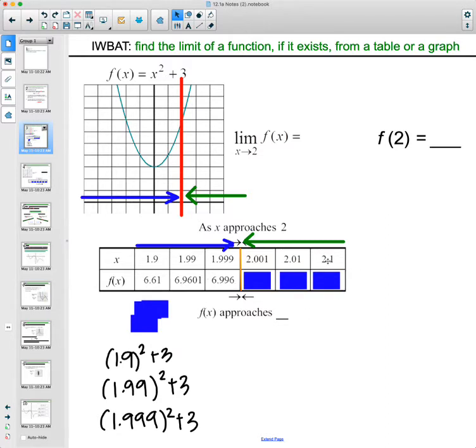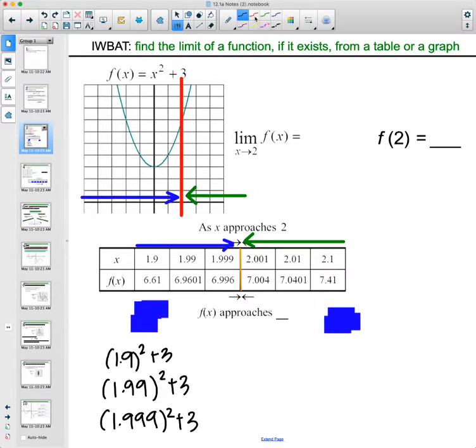Then we'll check on this other side too. A 10th above 2 gives us 7.4. 1/100th above 2 gets us 7.04. And 1/1000th above gets us 7.004. So these numbers are getting closer to 7, and so are these.